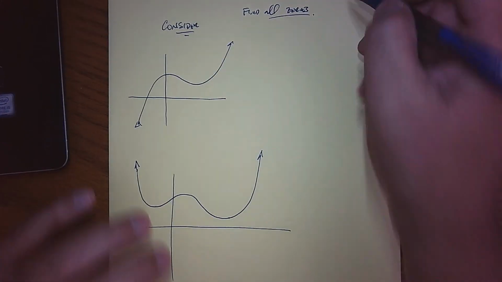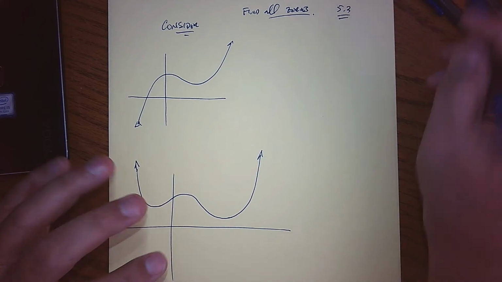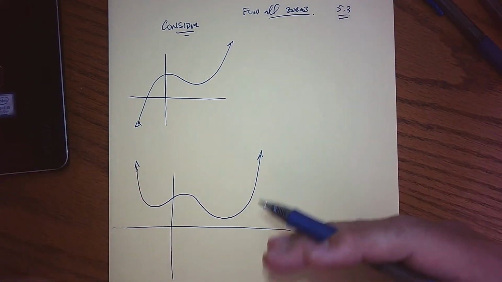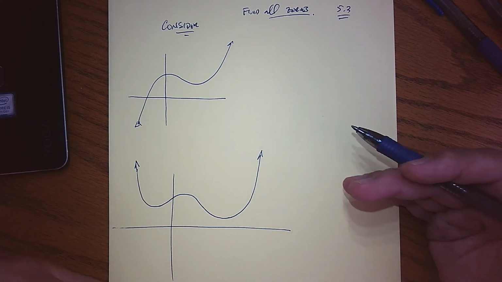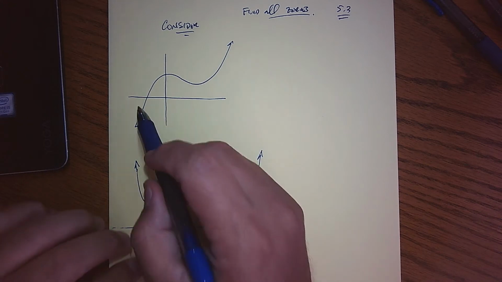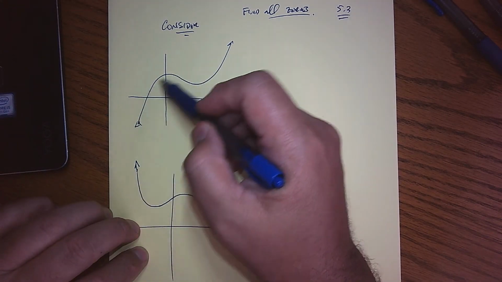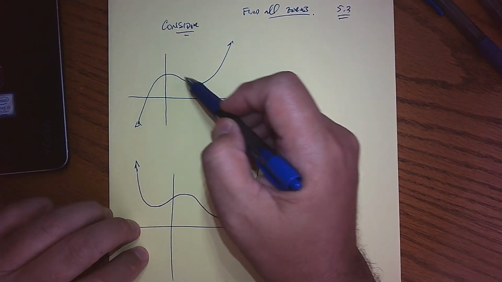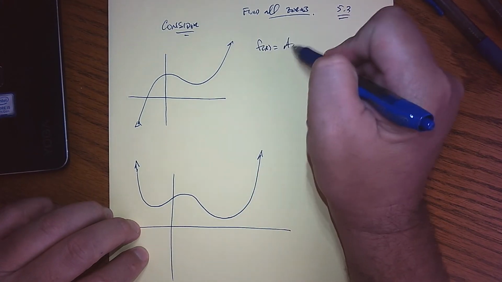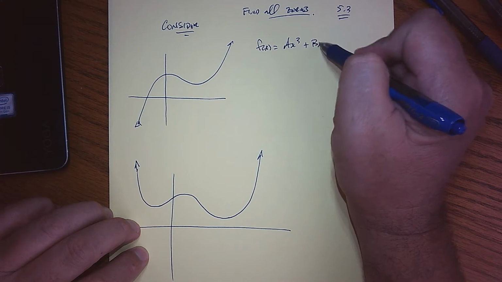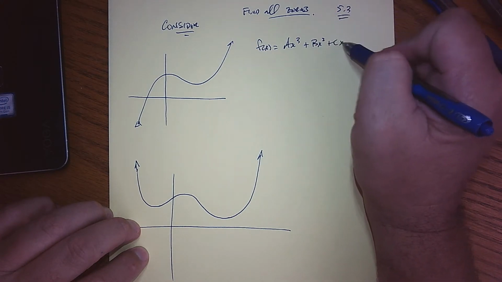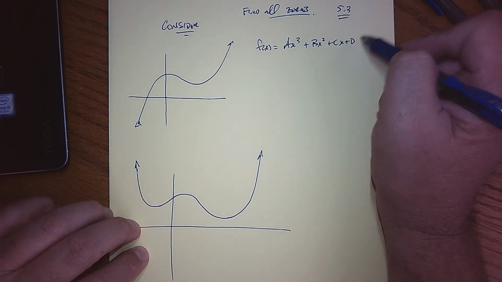So at the start of 5.3, let's consider a couple situations to help build what we're going to see in this section. Here I have a polynomial, and it's a nice smooth curve with 1, 2 turns. So I would expect this polynomial to be a cubic at the very least, something of the form ax cubed plus bx squared plus cx plus d.